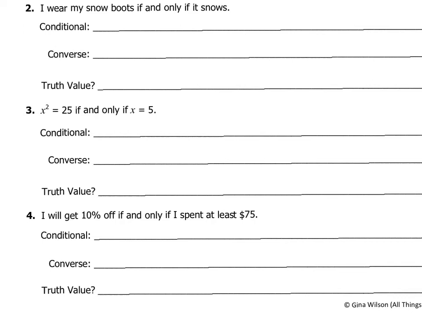Here's my second example. I wear my snow boots if and only if it snows. Here's my keyword. So P is in the front, Q is in the back. Conditional statement, if P, then Q. So if I wear my snow boots, then it snows. And my converse is the opposite. I switch the P and Q. So if it snows, then I wear my snow boots, right?